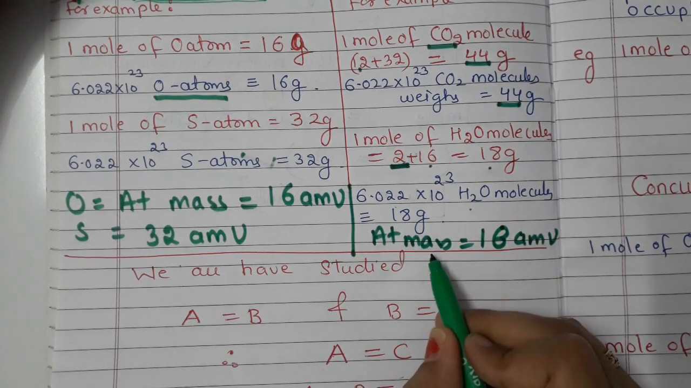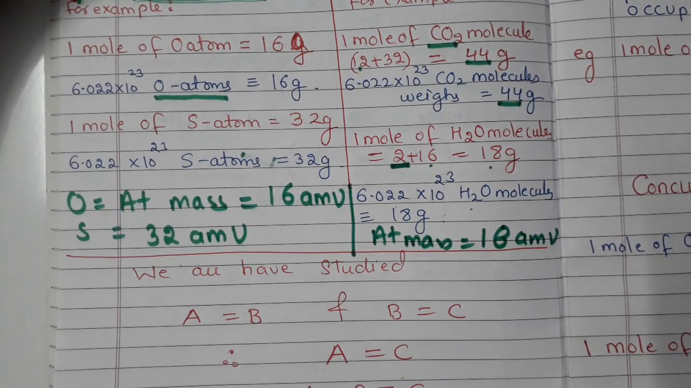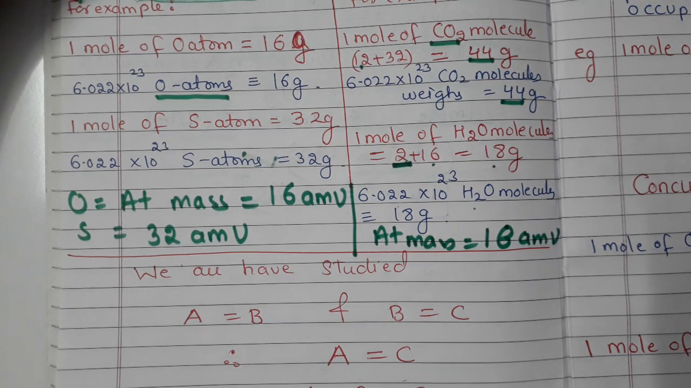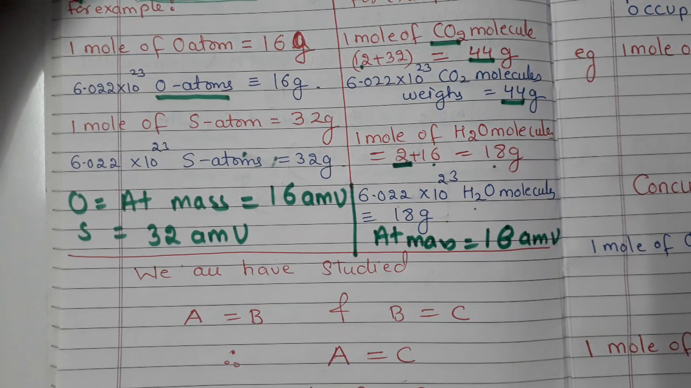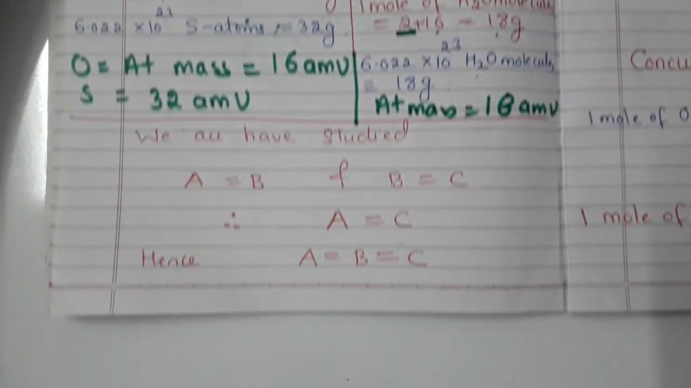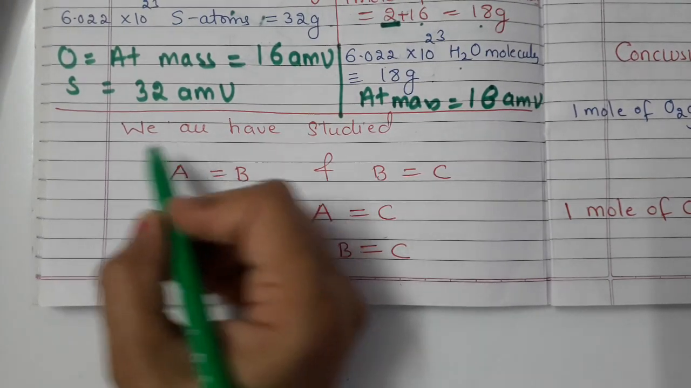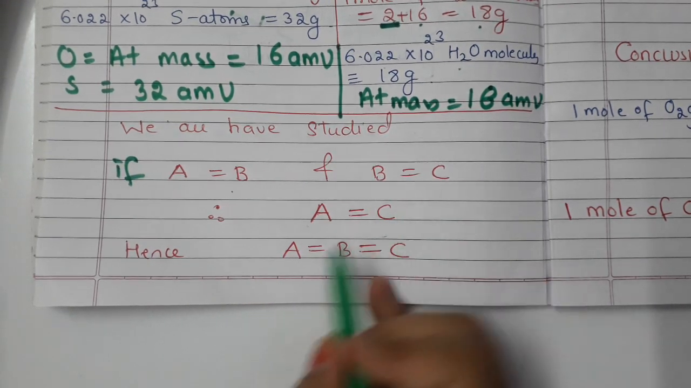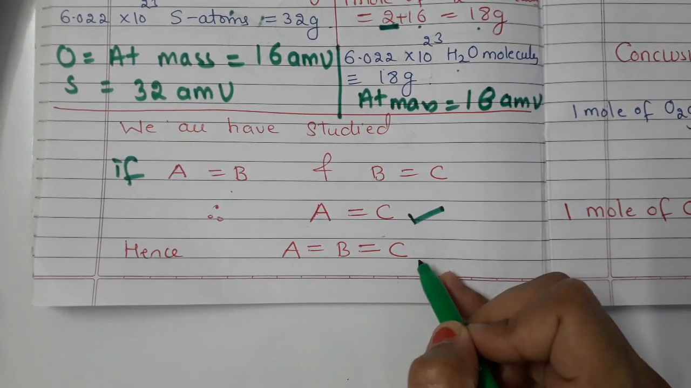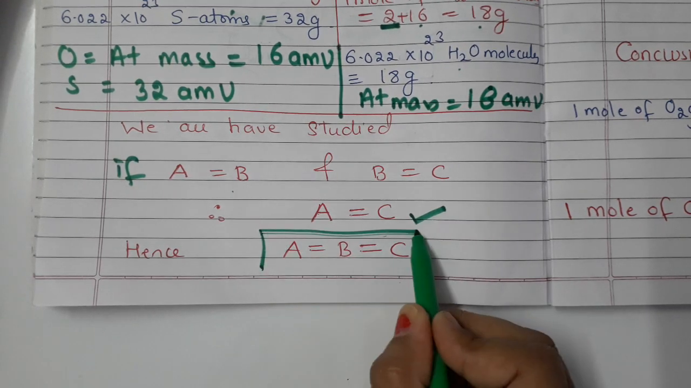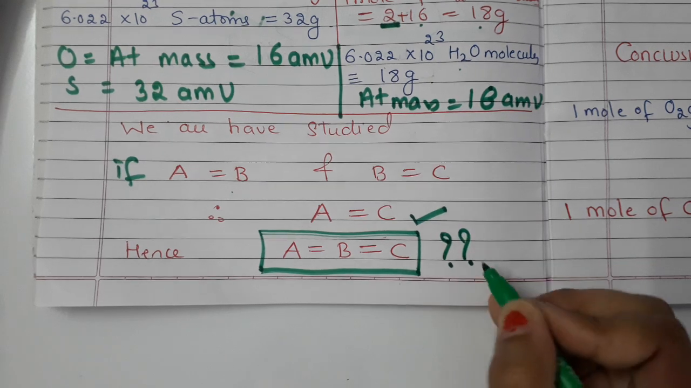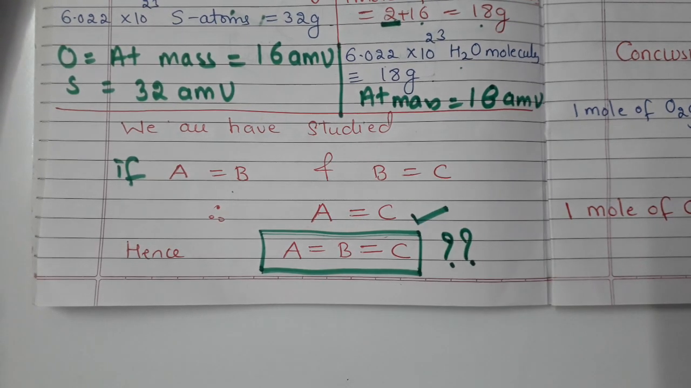Actually students, atomic mass is what? It is 1 upon 12 into mass of one carbon atom. We will study this in the coming video. So what we have studied so far is like this: if A is equal to B and B is equal to C, we can say that A is equal to C. Hence we conclude A is equal to B is equal to C. What does it mean and how is it connected with the mole concept? Let me explain that here.